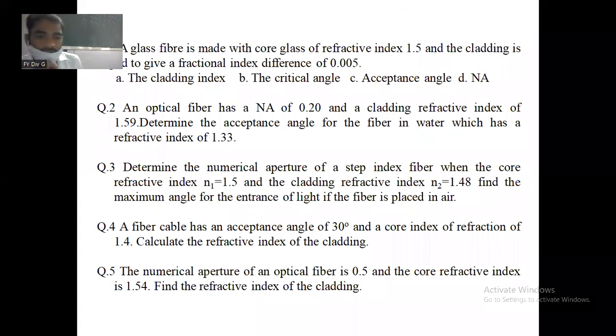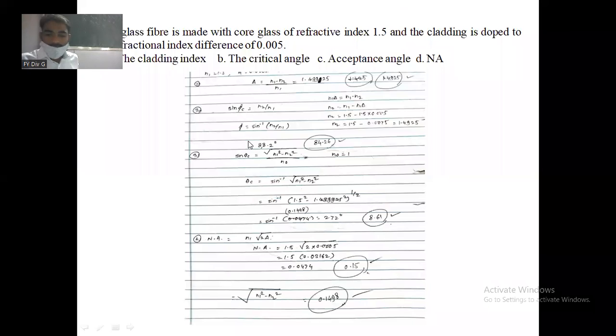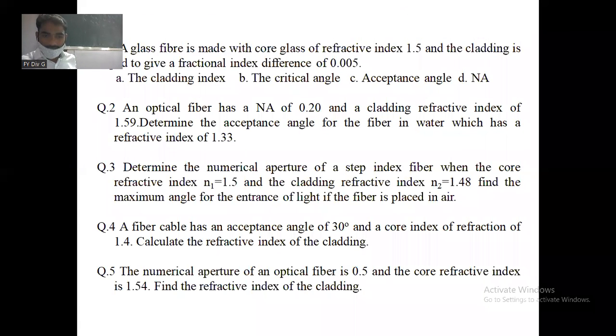Okay, write down numerical number 4. A fiber cable has an acceptance angle of 30 degree and the core index of refraction of 1.4. Calculate the refractive index of cladding.